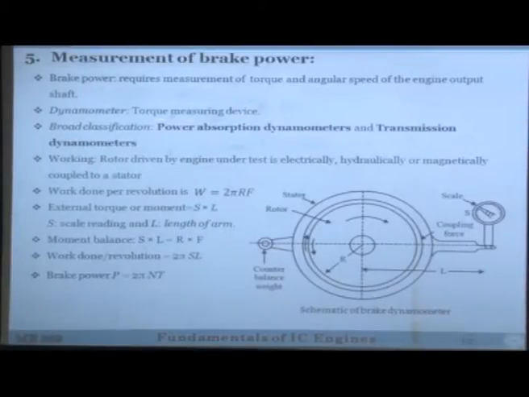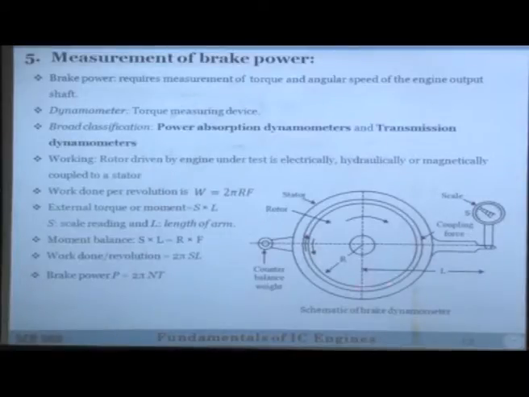A dynamometer is a torque measuring device, and there are 2 types of dynamometer. One is called power absorption dynamometer, the other is called power transmission dynamometer. Power transmission dynamometers are not really used in engines. These are mostly power absorption dynamometers. If you look at the working principle, there are many types of dynamometers. For example, one of the very simple ones is the brake dynamometer, also called rope brake dynamometer.